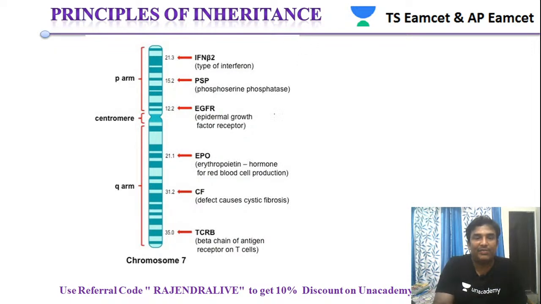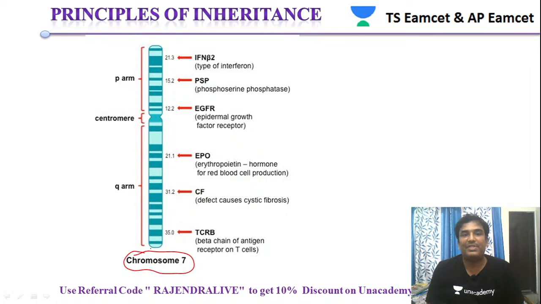So let us see chromosome number 7. Every chromosome has several genes. Let us see what different types of genes are present on chromosome number 7 of the human being. If you see here, this particular value represents the distance actually.